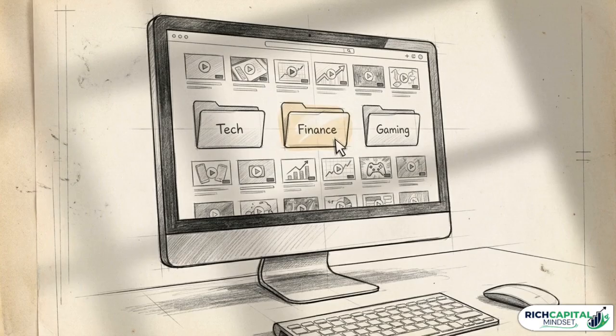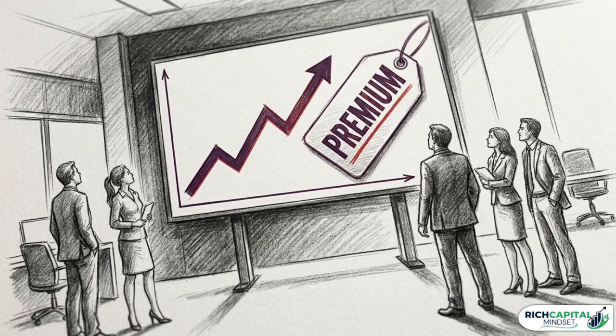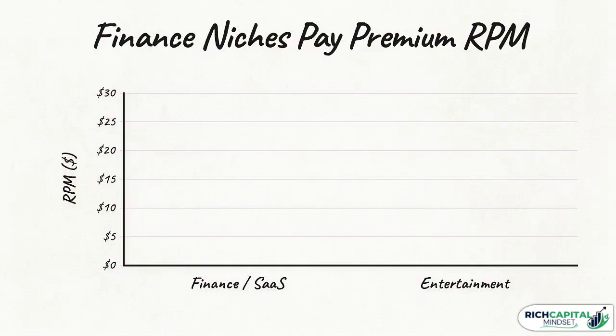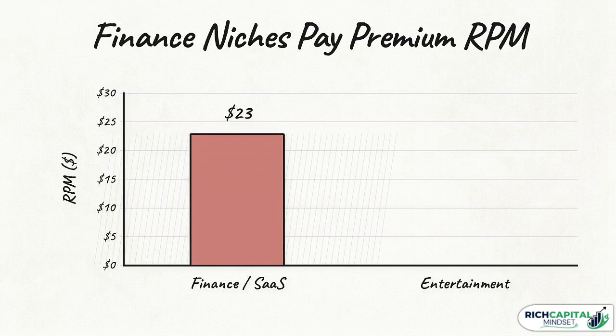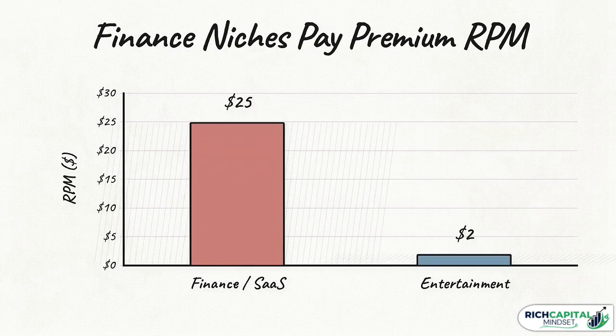The entire financial viability of your channel depends on choosing a high CPM niche where advertisers pay premium rates to reach a high-intent audience. Look at this bar chart comparing revenue rates. If you make a video about business software or personal finance, advertisers will pay upwards of $25 per 1,000 views. If you make a generic gaming or entertainment video, that payout drops to around $2.